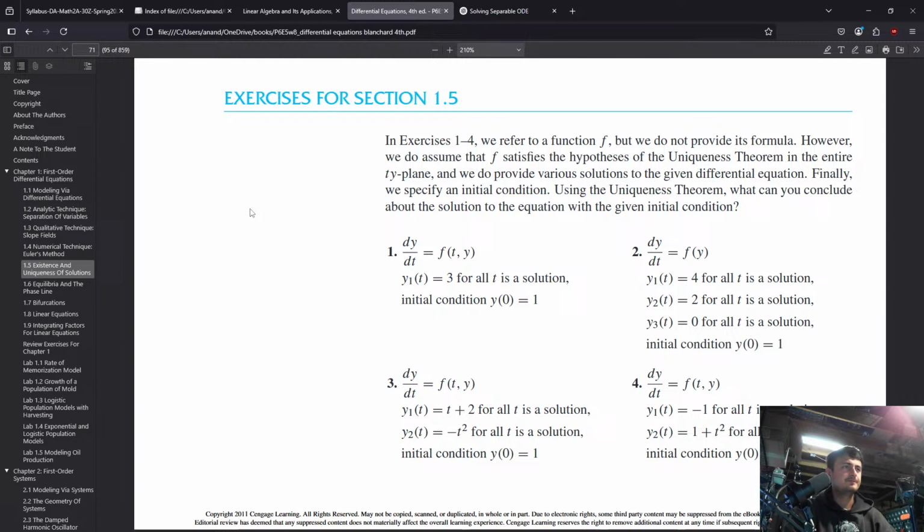All right, so if y1 of t equal to 3 for all t is a solution, and y of 0 is equal to 1.